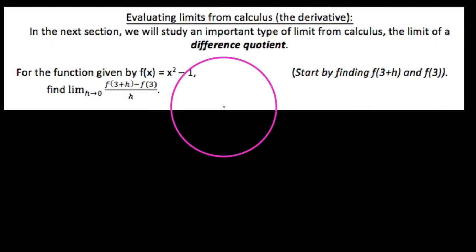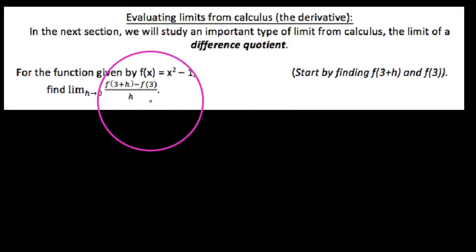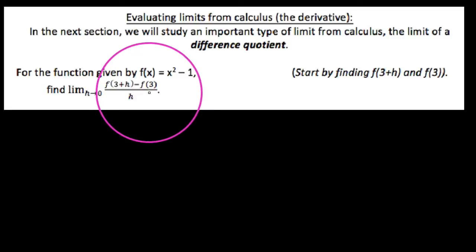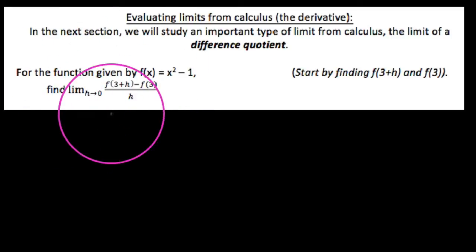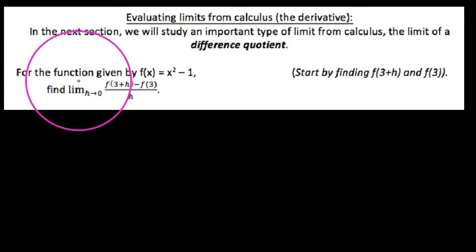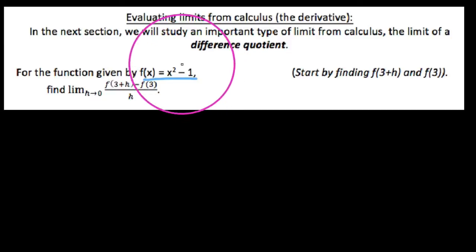In this video we're going to be exploring how to evaluate the limit of what we call a difference quotient, which is something we see quite often in calculus when we determine what we call the derivative. Okay, so I'm just going to jump right into this. What would this limit look like of a difference quotient? We say for the function given by f of x equals x squared minus 1. So we'd have some parabola that's been shifted down 1.